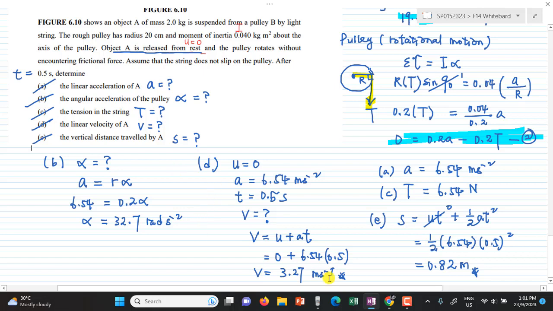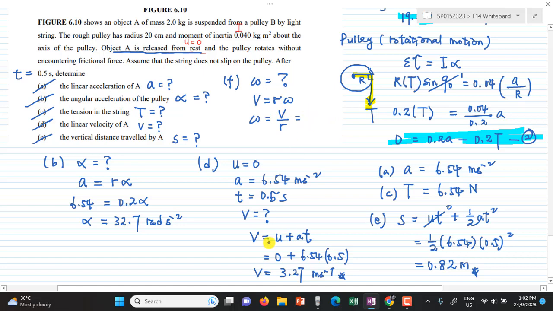I guess we have another question the teacher left out just now. We have question F. We want to find the angular velocity of the pulley. So angular velocity is omega. The pulley is doing rotational motion, so this angular velocity can relate with the linear velocity. V is r omega. So omega will be V over r.